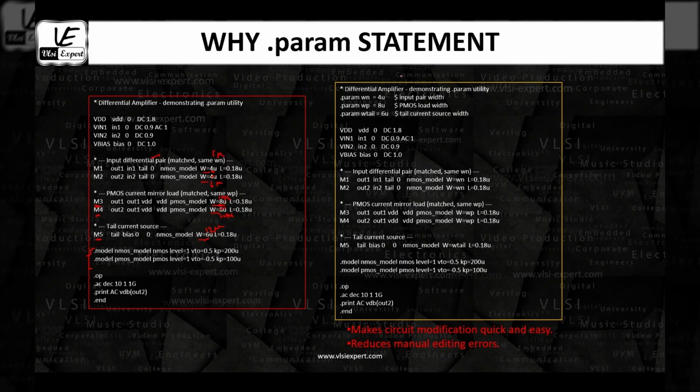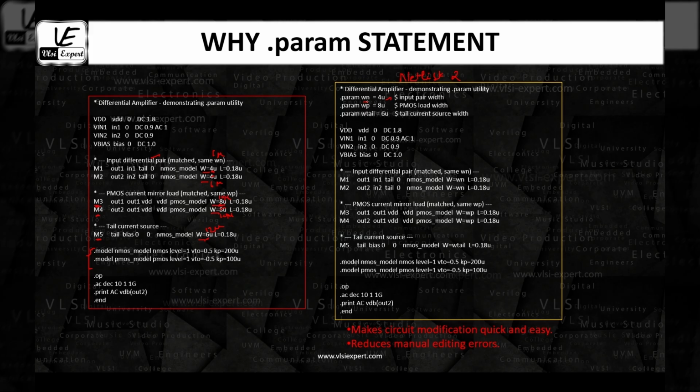Whereas if you compare netlist 2, this is my netlist 2. Here I'm defining the parameter, a variable Wn whose value is 4 micron. In front of it, I have written that this is the input pair width. So clearly, it is easy to read.